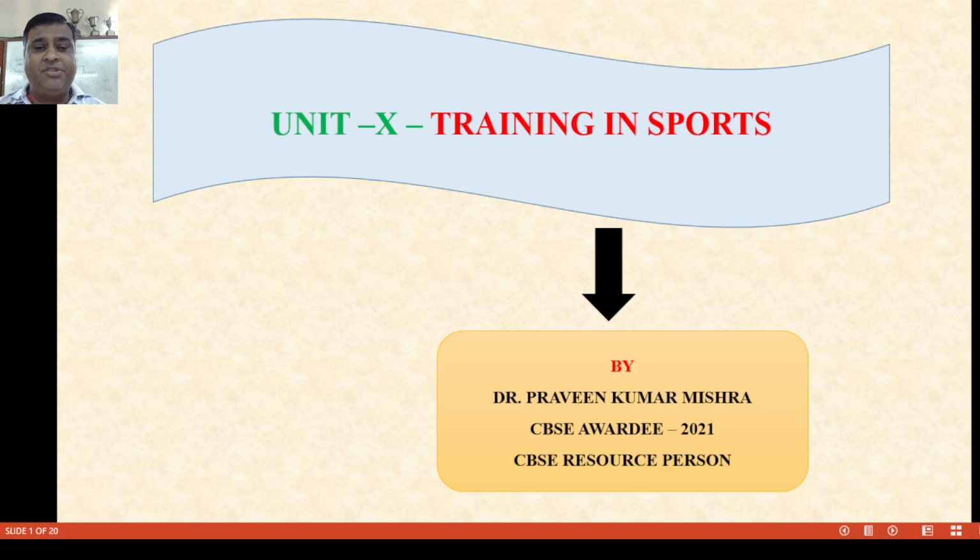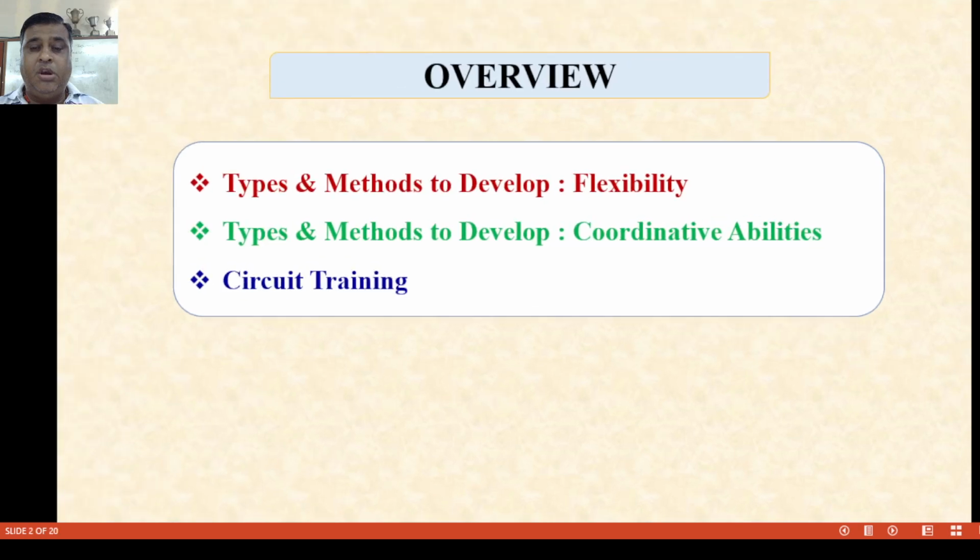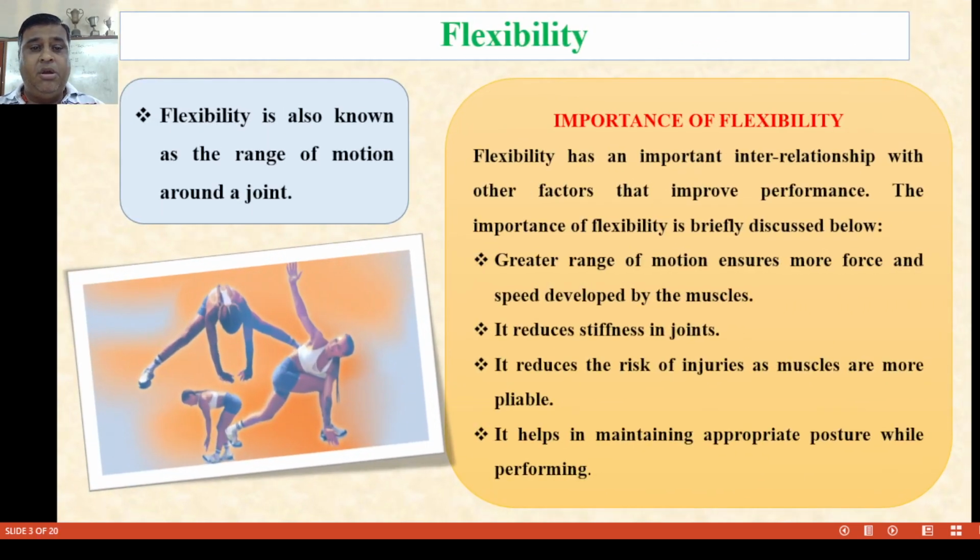Today's session topic is Unit 10, training in sports. The overview of my session is types and methods to develop flexibility, types and methods to develop coordinative abilities, and lastly circuit training. Now first is flexibility. What do you understand by flexibility?